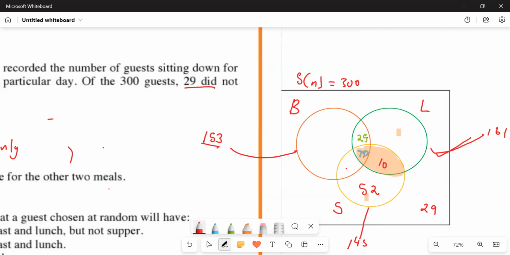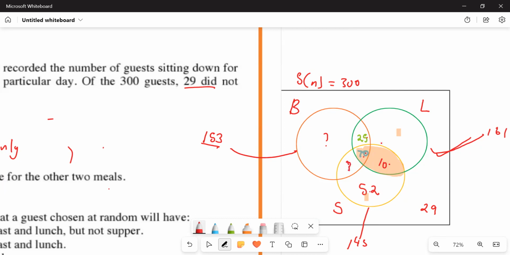We know this one, we know this one, but we don't know this one, so we have 2 unknowns. Let's leave that for now, but let's come back to this one. On this one, we have this one, we have this one, also we have this one, but we don't know what this one is.